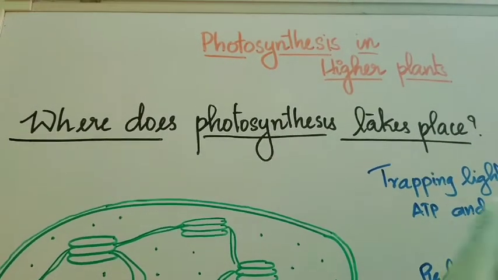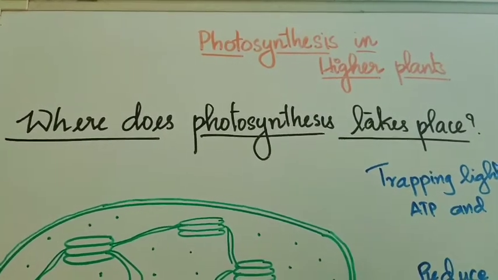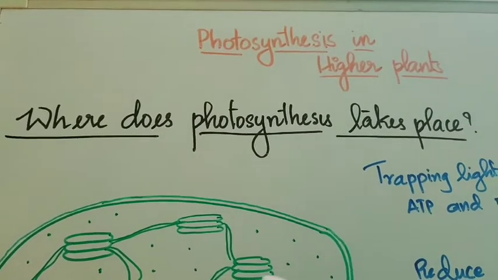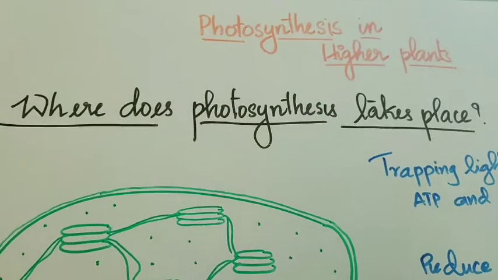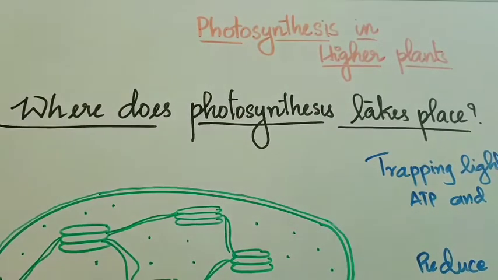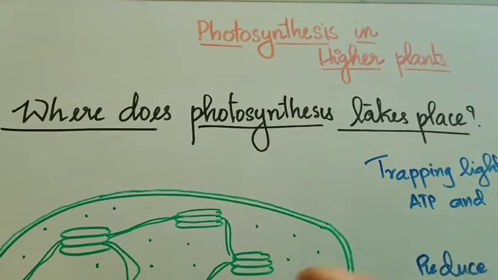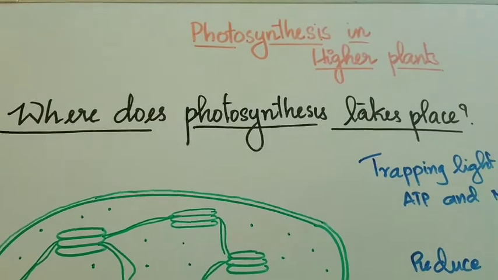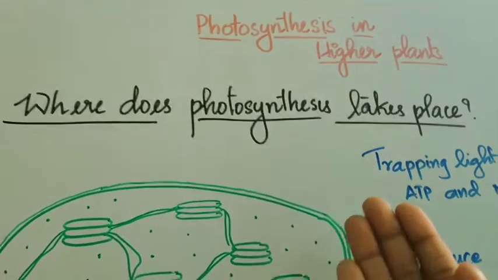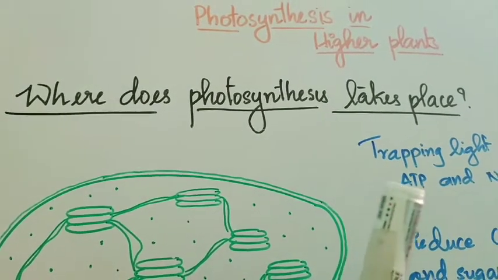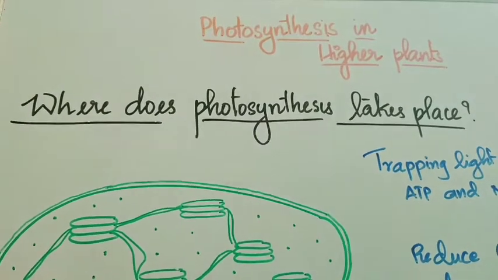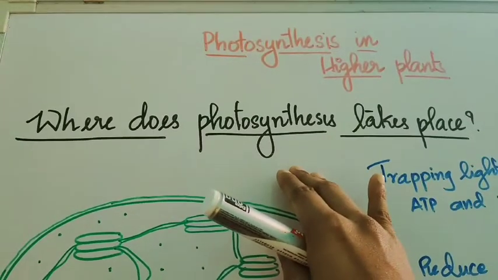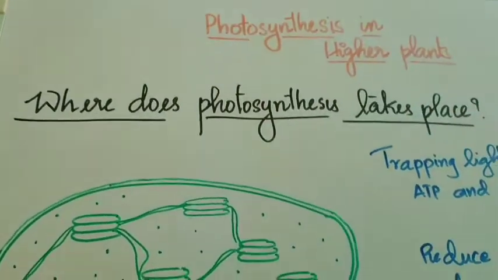place? The immediate answer that you may give is the leaves of the plant. We have learned this in all our younger classes that it is in the leaves of the plant that photosynthesis takes place. Or in other words, we can also say that the green parts of a plant is where photosynthesis takes place. Okay, so it is not just the leaves, but other green parts of the plant also photosynthesis occurs. But the major part or the primary photosynthetic part is the leaves of the plant.